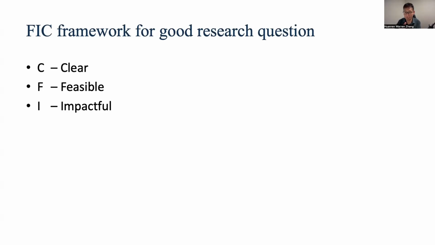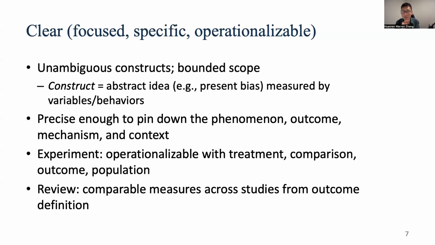Right? So now, the first criterion that you want to satisfy is clear. By clear, your research question should be focused, specific, and operationalizable. It should have unambiguous constructs and a bounded scope. So construct here means abstract ideas like present bias, which we will cover in the next lectures. Abstract ideas measured by variables or behavior.